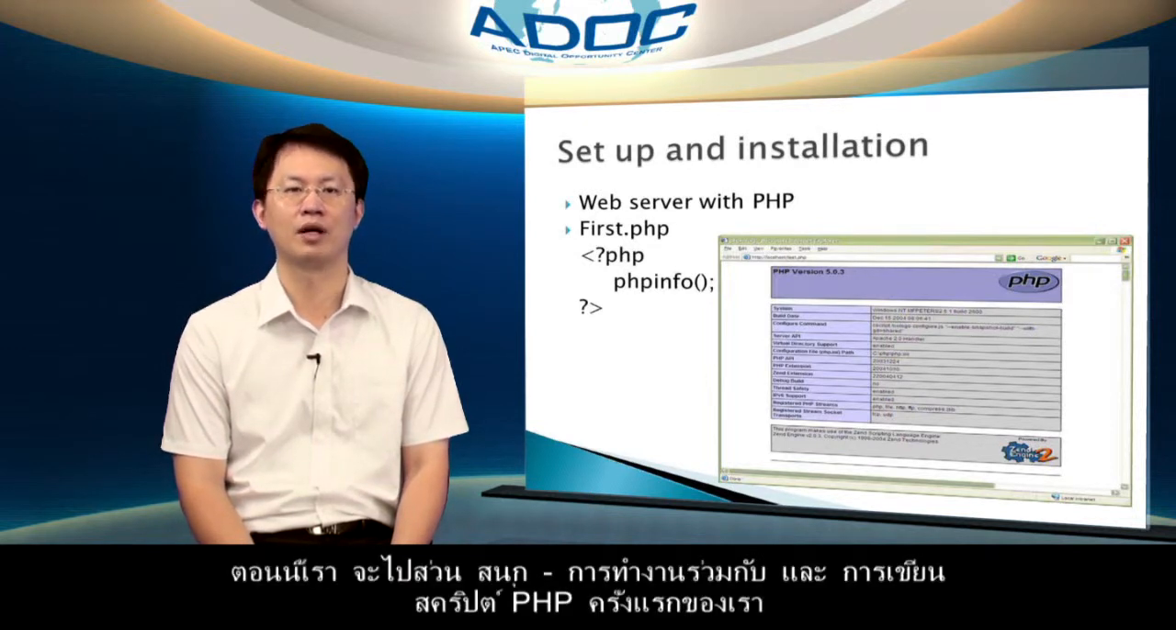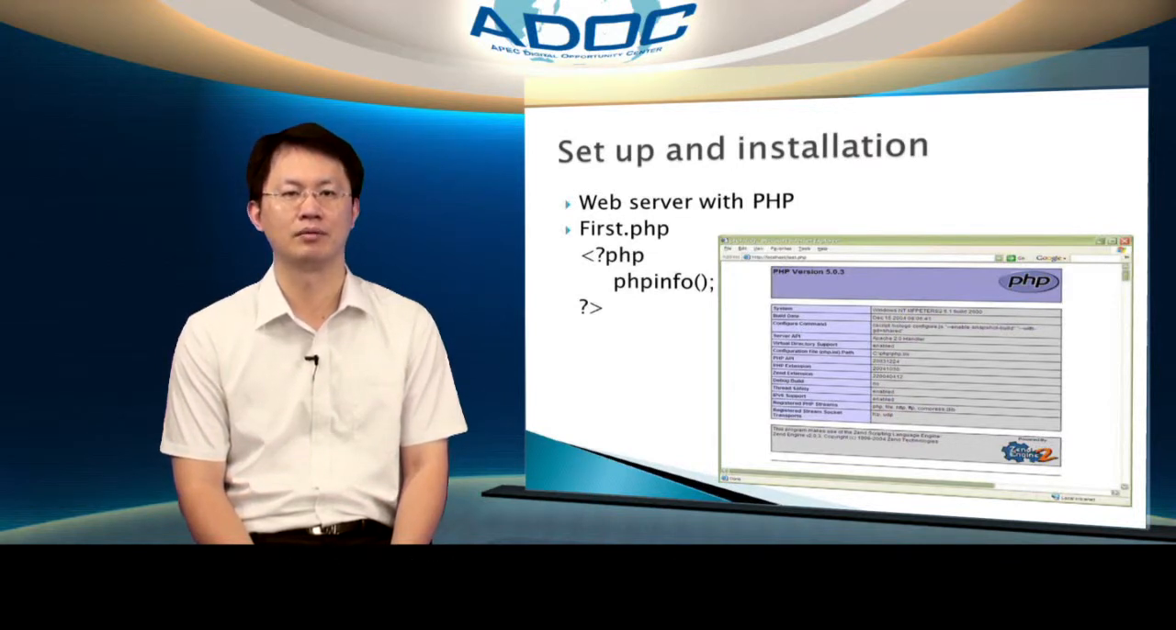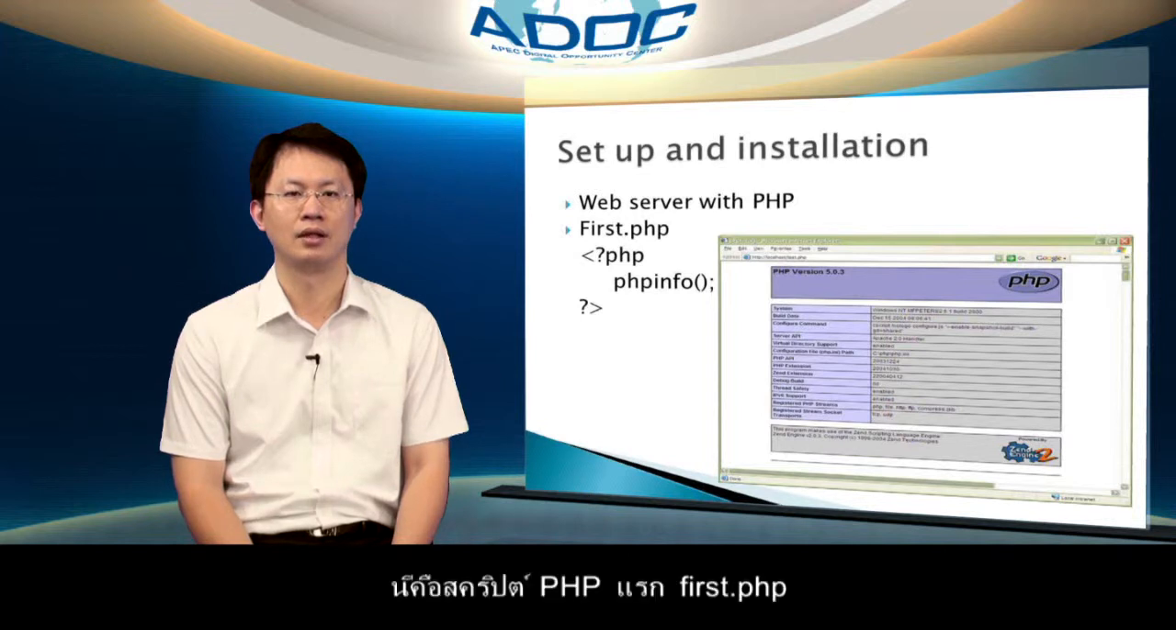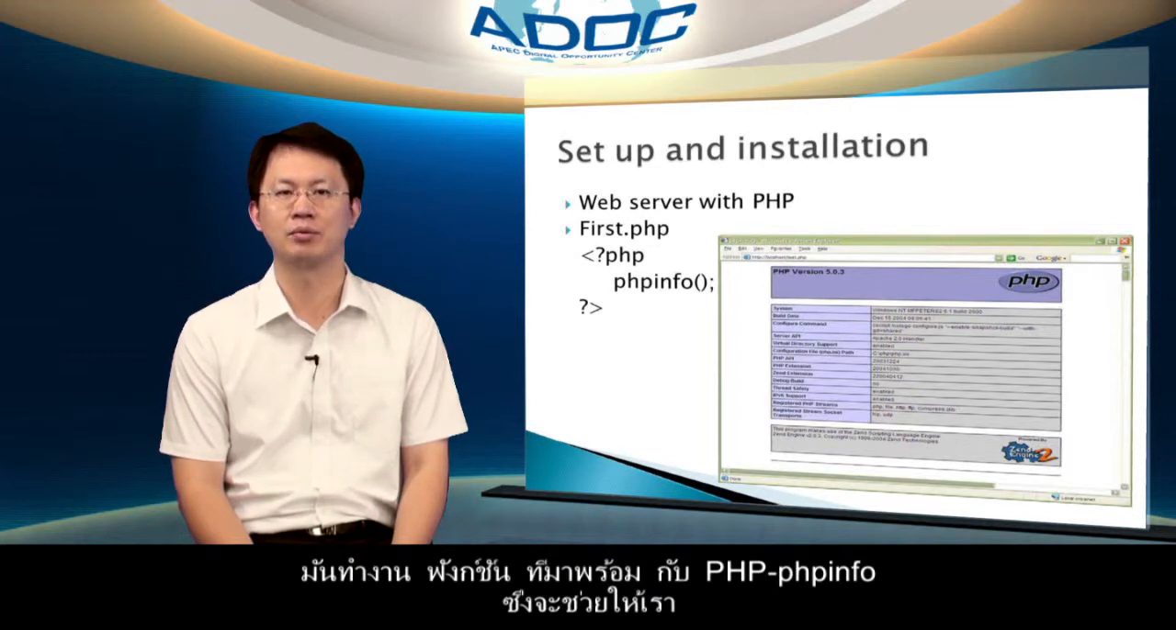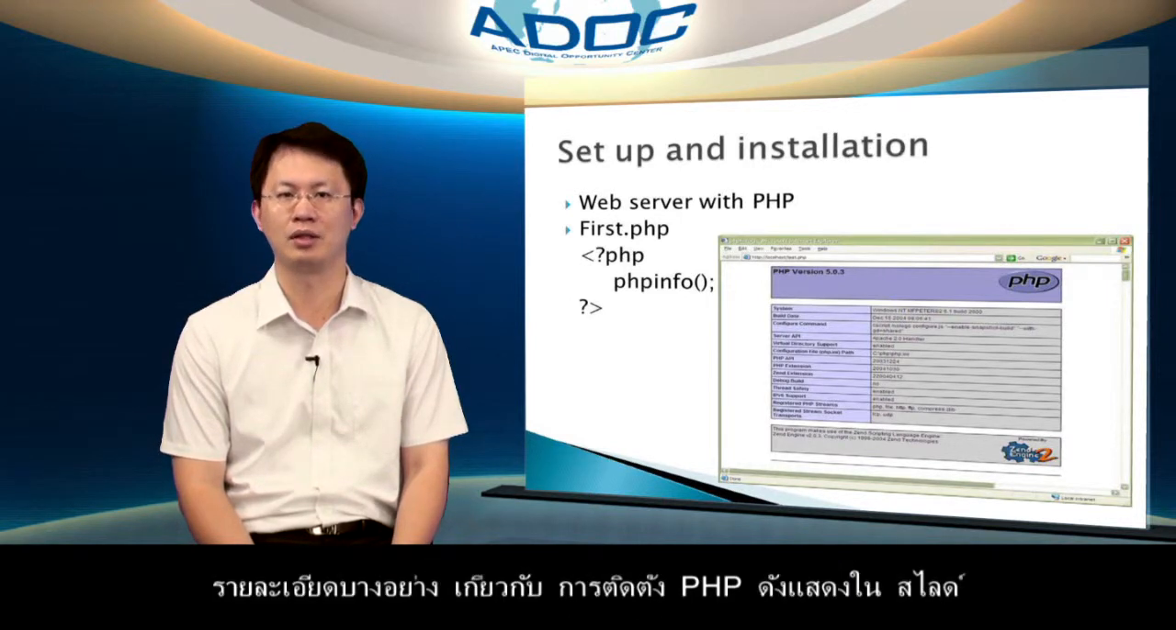And now we get to the fun part, working with and writing our first PHP script. Here is our first PHP script, first.php. Note that PHP scripts have the extension .php. It runs the phpinfo function that comes with PHP, which gives us some details about the PHP installation, as shown in the slide.